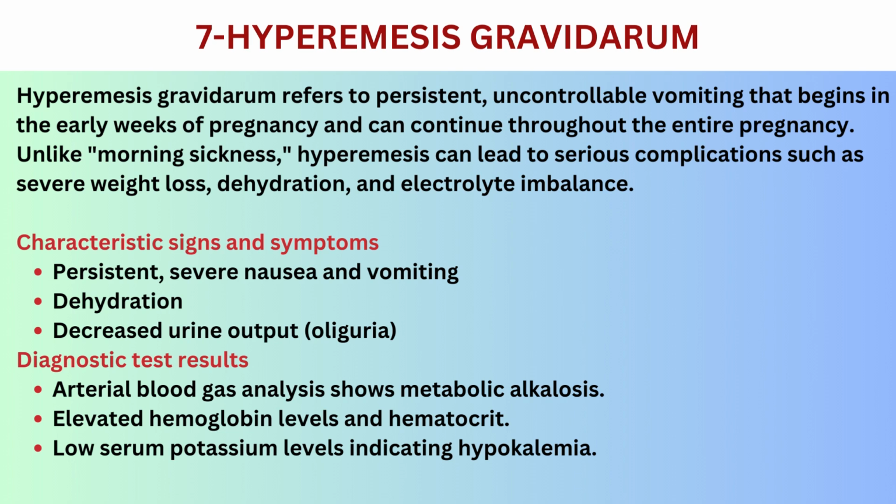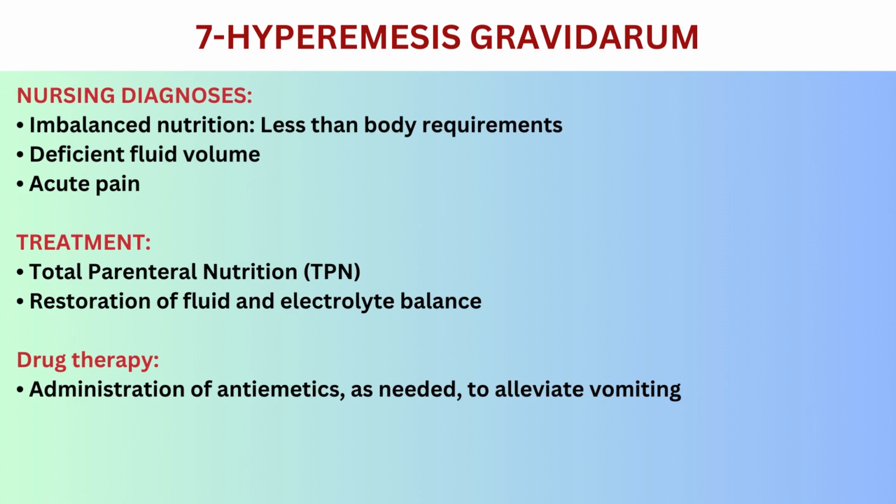And the diagnostic test results: arterial blood gas analysis shows metabolic alkalosis, elevated hemoglobin levels and hematocrit, low serum potassium levels indicating hypokalemia. The nursing diagnosis: imbalanced nutrition, less than body requirement, deficient fluid volume, acute pain. And the treatments include total parenteral nutrition (TPN), restoration of fluid and electrolyte balance. The drug therapy: administration of antiemetics as needed to alleviate vomiting.